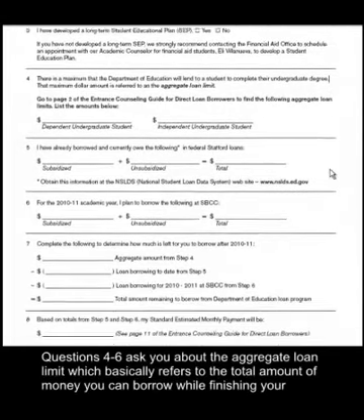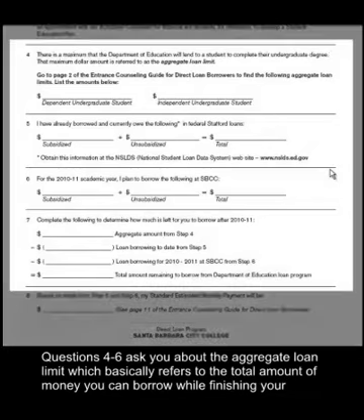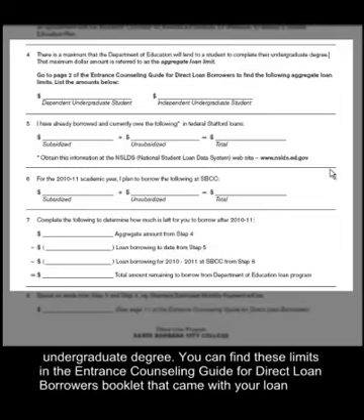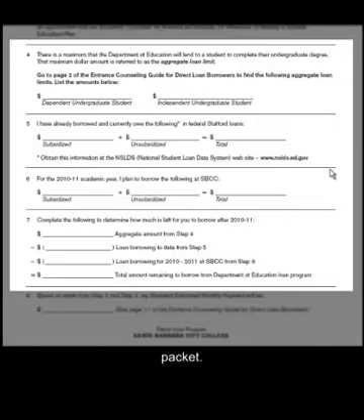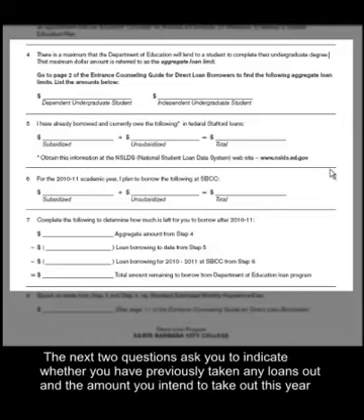Questions 4 through 6 ask you about the aggregate loan limit, which basically refers to the total amount of money you can borrow while finishing your undergraduate degree. You can find these limits in the Entrance Counseling Guide for Direct Loan Borrowers booklet that came with your loan packet. The next 2 questions ask you to indicate whether you have previously taken any loans out and the amount you intend to take out this year respectively.